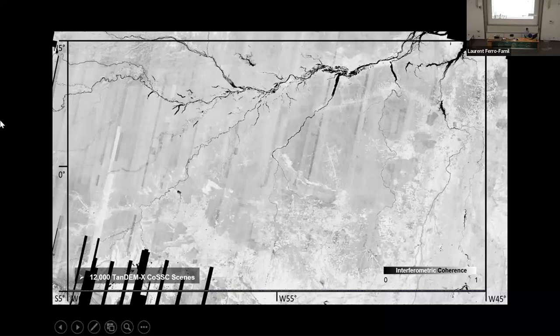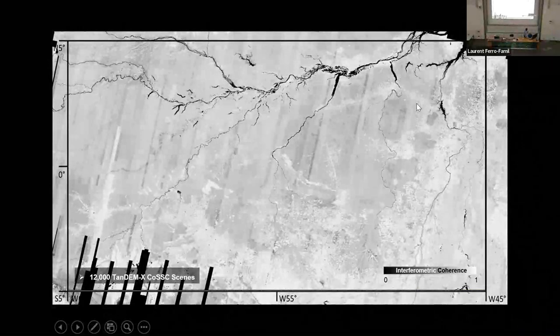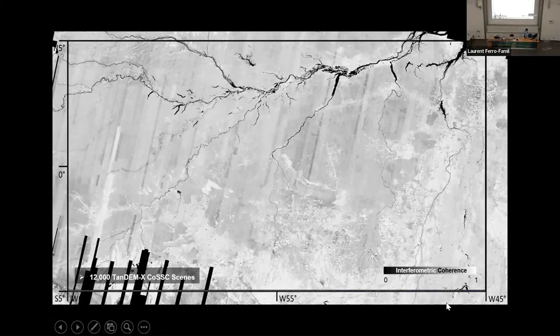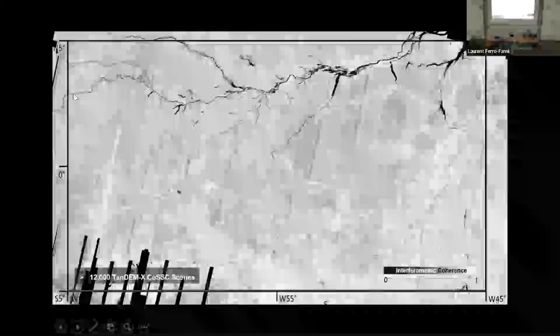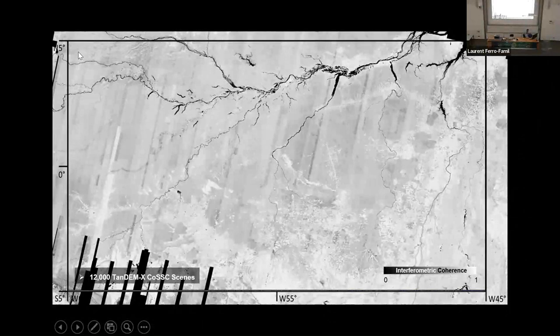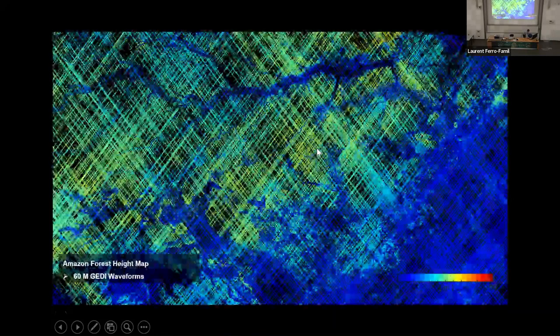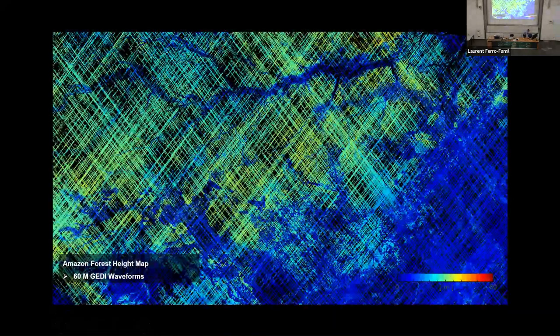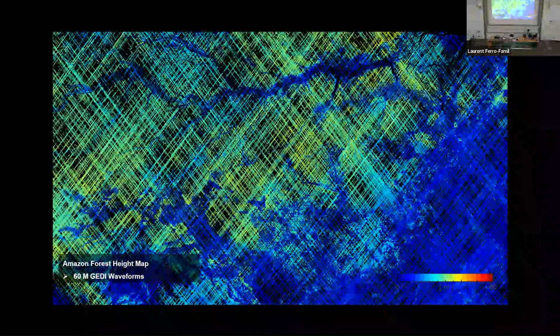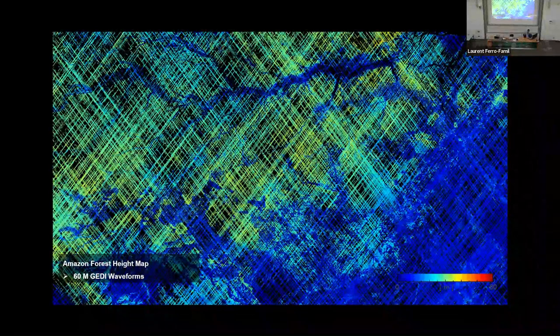So here you have, I don't know how many, but for sure several. If you see here, this is around how many degrees? So no, you don't see it, it's 45, 55, this will be 65. These are 10 degrees in longitude, and these are around another 10 degrees latitude. So it's quite a wide area in the Amazon. These are the GEDI acquisitions that you have. We speak about 60 million profiles.